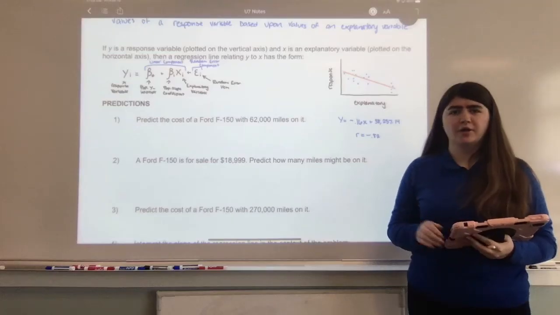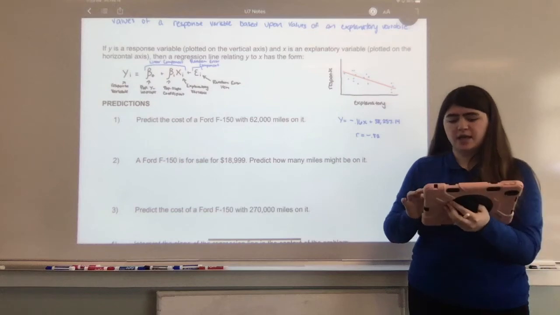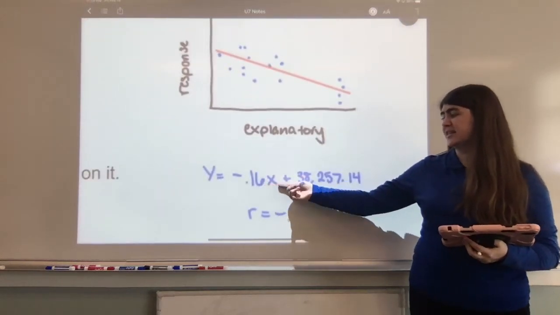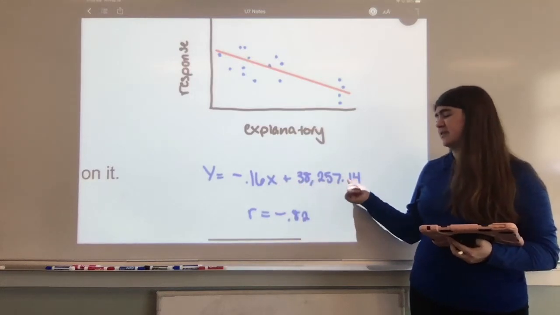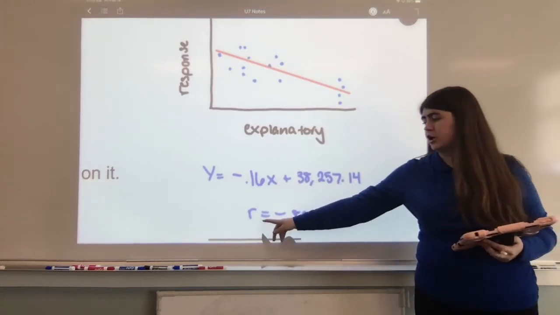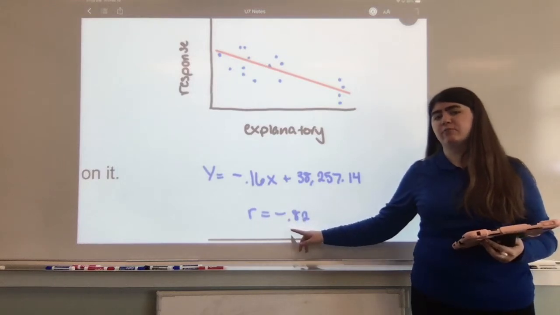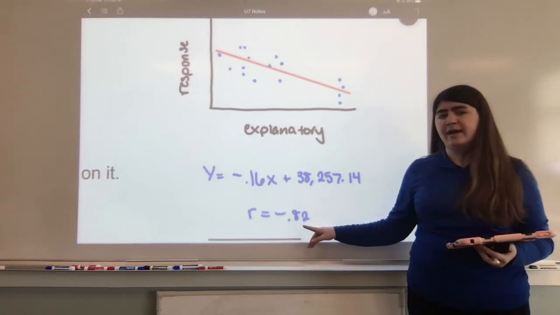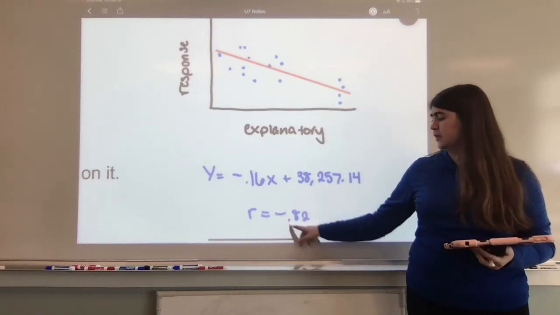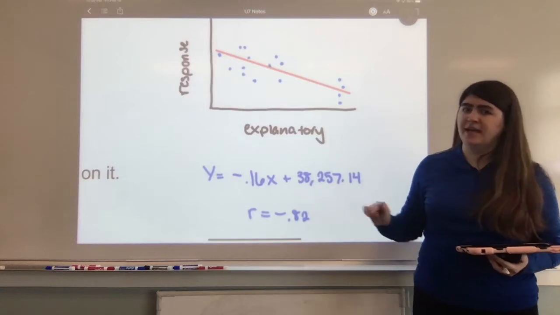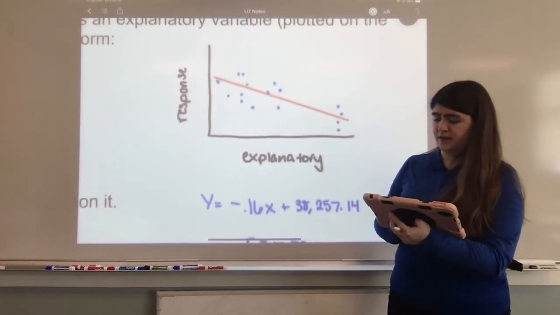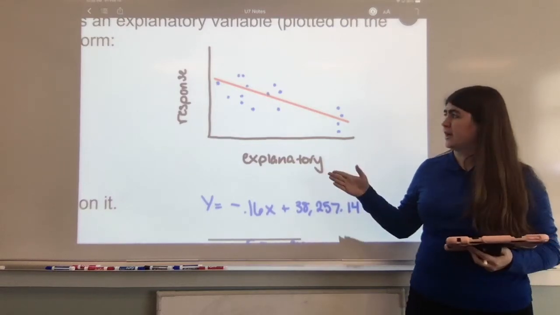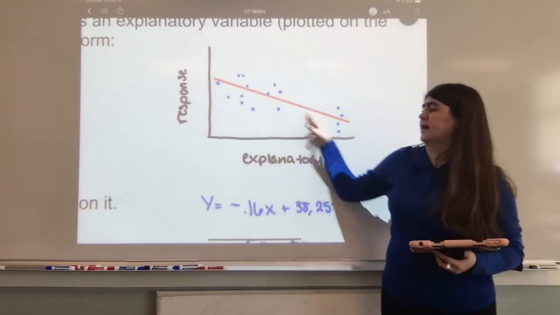All right, now that we used our calculator to find our regression line, which was y is equal to negative 0.16x plus 38,257.14, and our correlation coefficient of negative 0.82, which is saying that when we look at our graph, we have almost a straight line. It's a pretty strong correlation, and it is a negative correlation. And this is a quick sketch that I drew of the graph that we found, our scatter plot, and this is my regression line here.